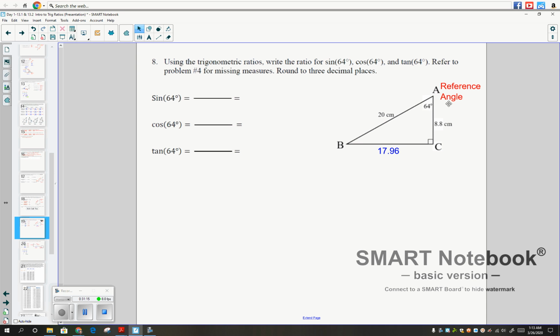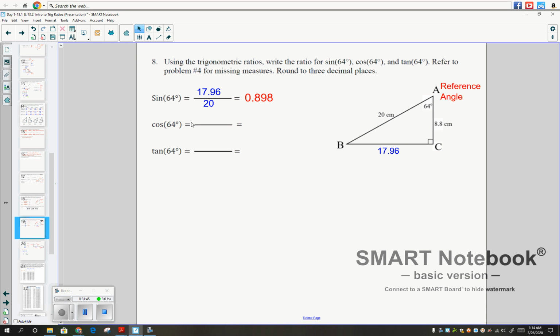Remember, sine was opposite over hypotenuse. Which side is opposite of angle A? 17.96. Which side was the hypotenuse? Well, the hypotenuse had a measure of 20. So sine of 64 is going to equal the ratio 17.96 over 20. I want to simplify that in my calculator, type that in to figure out as a decimal. It's 0.898 rounded to 3 decimal places.